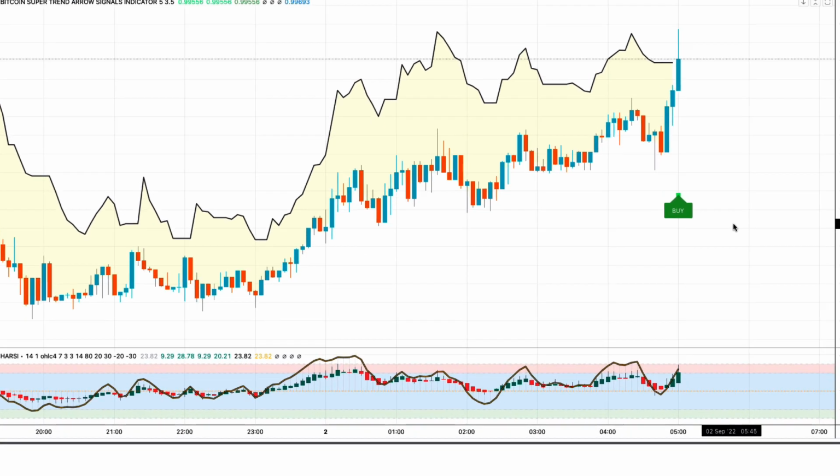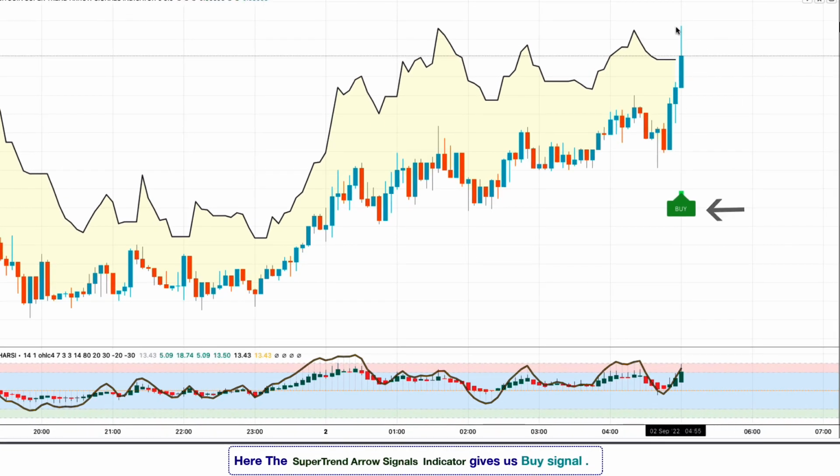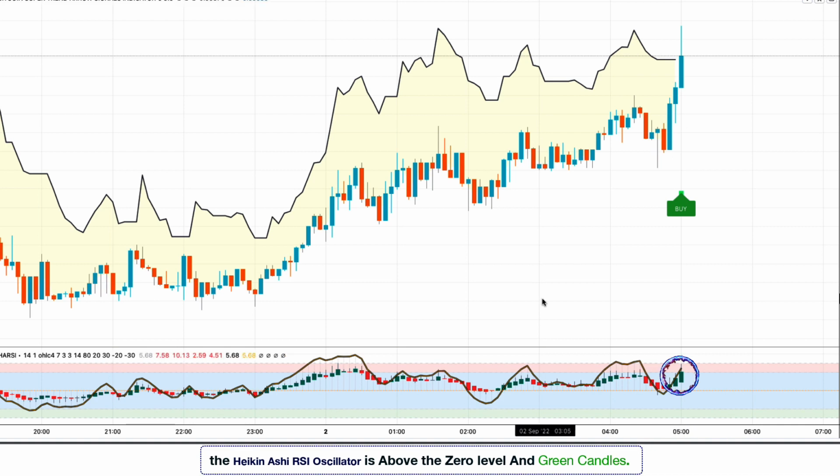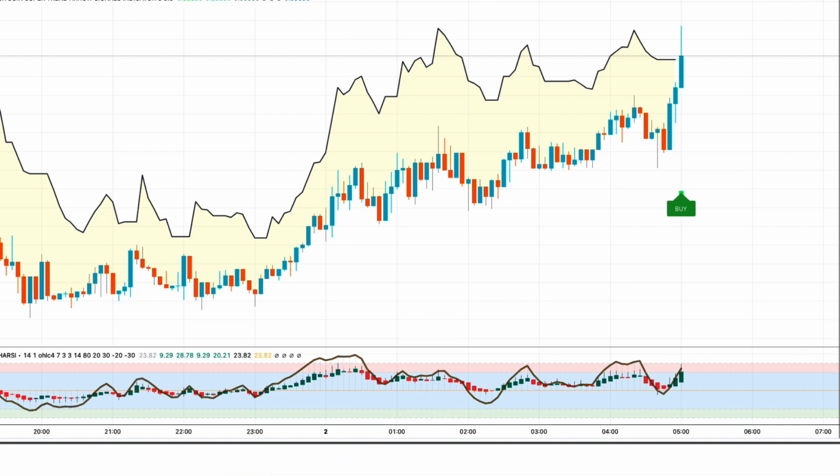We have got the signal. Here the super trend arrow signals indicator gives us buy signals. The market is from S2 bullish candle for confirmation. The Heiken Ashi RSI oscillator is above the zero level and green candles. So all our conditions are being fulfilled, so we are placing an order to buy.